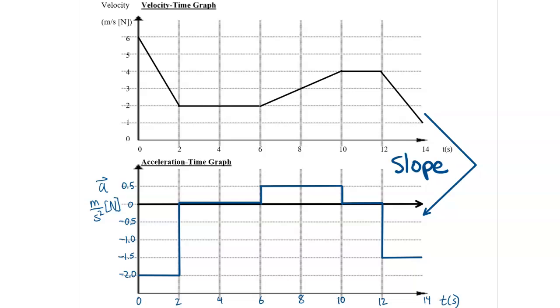Hi everyone, it's Mr. H here, and this video is all about going from a velocity time graph and using the slopes of the different segments to generate an acceleration time graph.